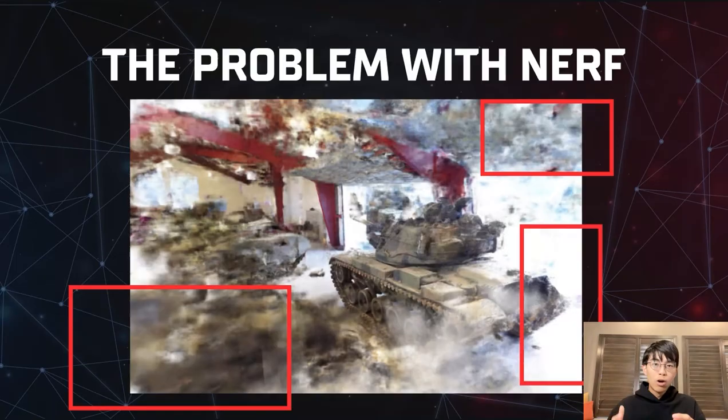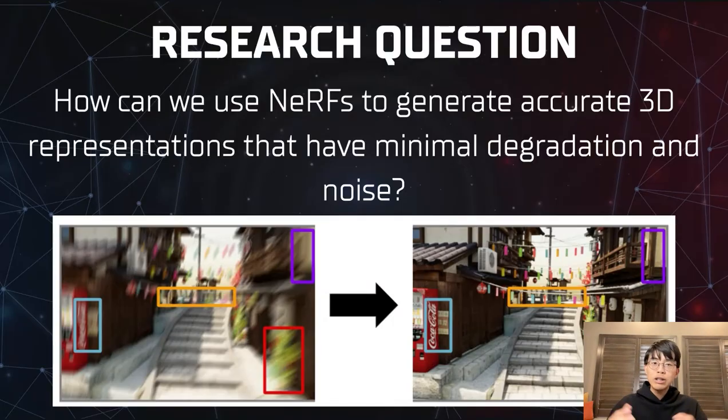This goes back to what we learned in the Introduction to Research series, where you have to identify a specific problem. My specific problem this time is the issue of noisy representations in neural radiance fields. So I have my problem. That's a check. Now, here's my research question.